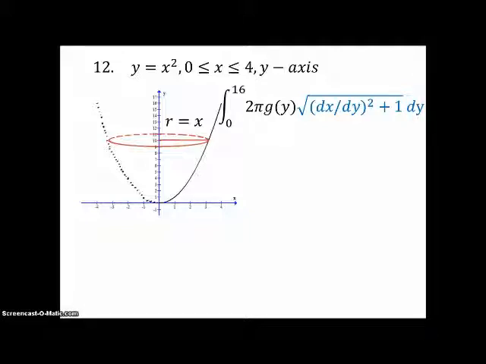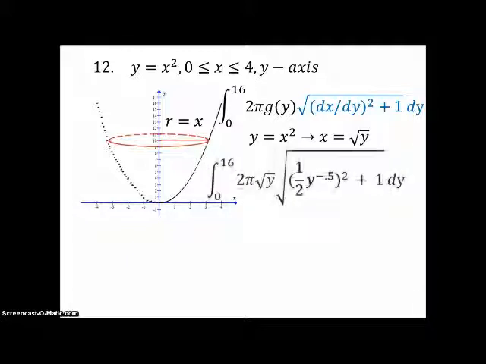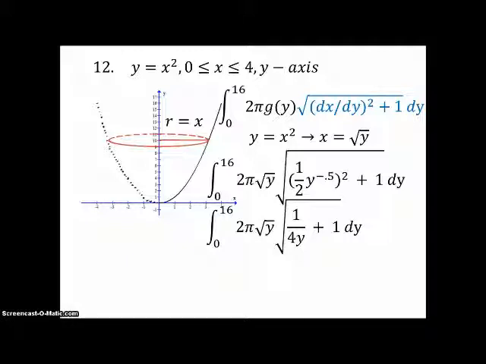So there's our integral from 0 to 16, 2 pi times the radius, which is g of y or x, and then there's ds in terms of y. Solving for x, if y is x squared, x is the square root of y. So the radius in terms of y is root y, and dx/dy is the derivative of the square root of y, which is 1/2 y to the negative 1/2. If we simplify that, we get this integral, which I don't think you'd be able to integrate. I'm not sure offhand how we would integrate that.